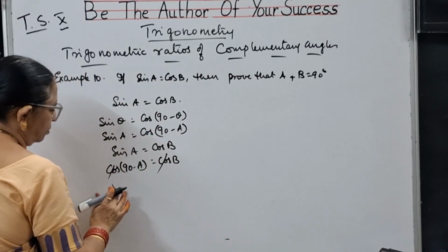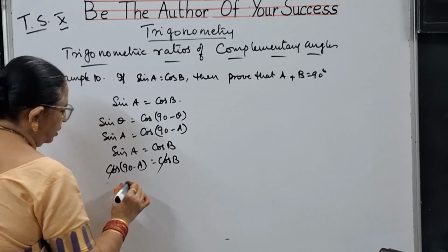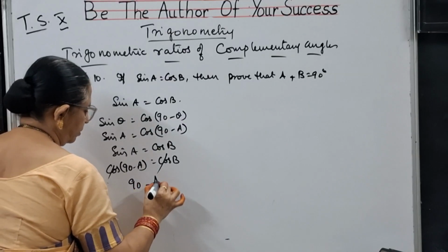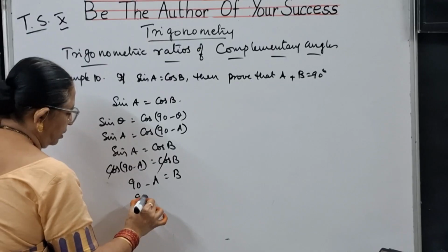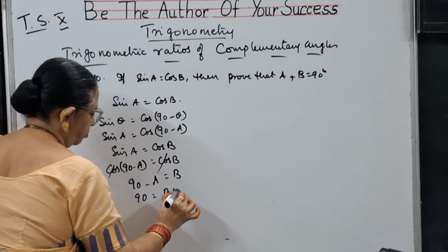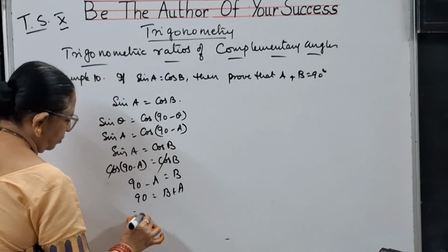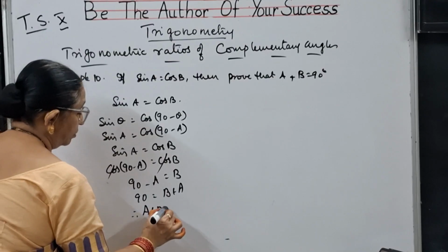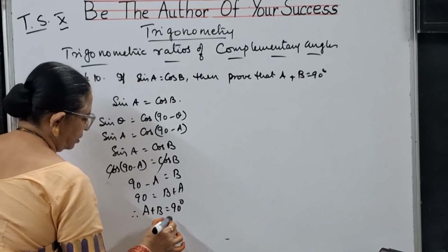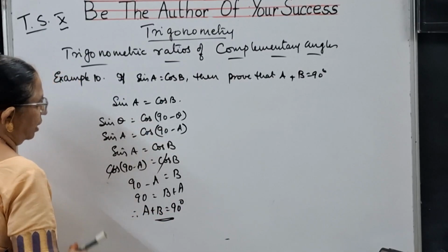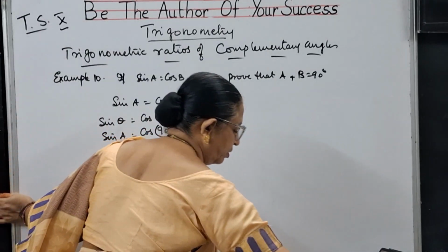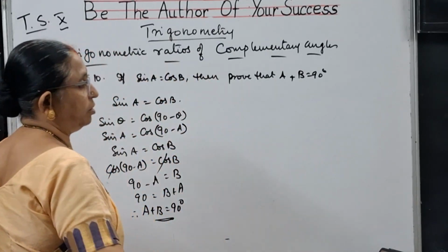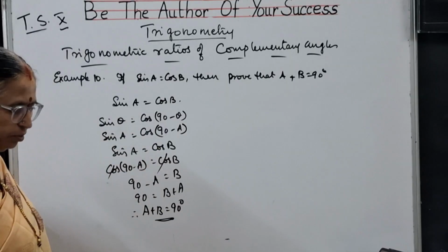So cancel cos. So what are you getting? 90 minus A is equal to B. So 90 is equal to B plus A. Therefore, A plus B is equal to 90 degrees, which is the one they have asked you to prove. So we have proved it, children. Please note it down. This is the 10th example.